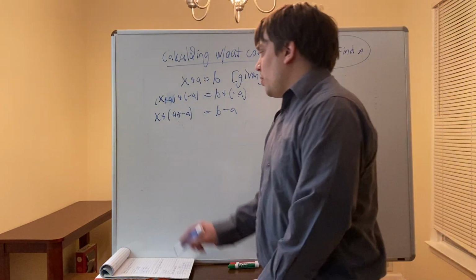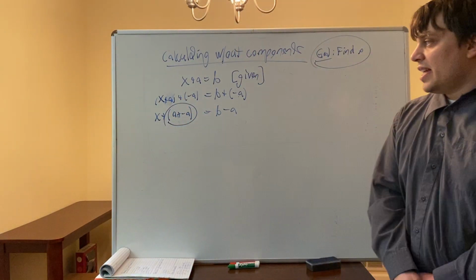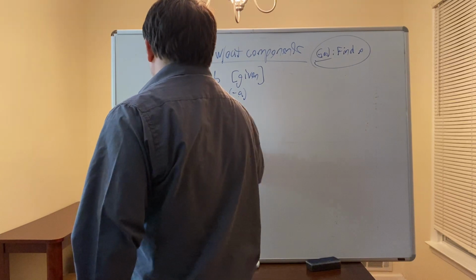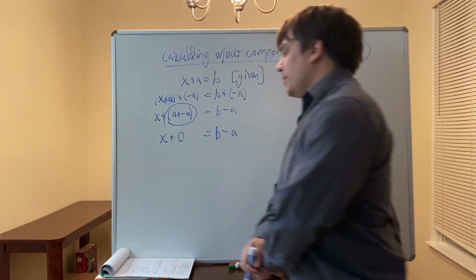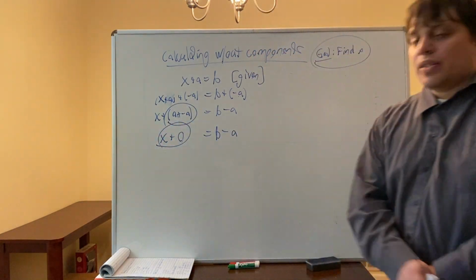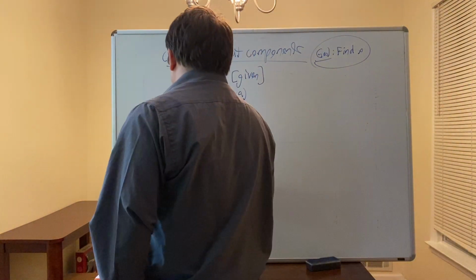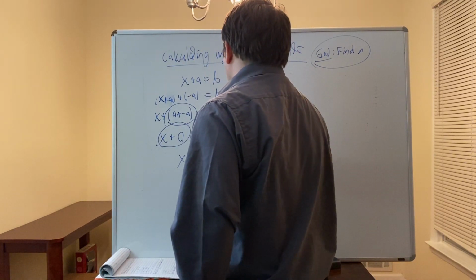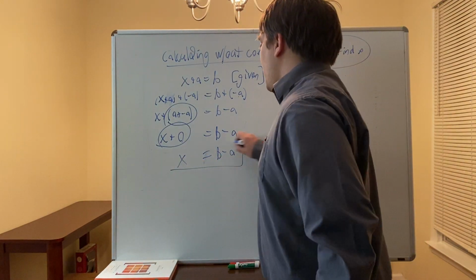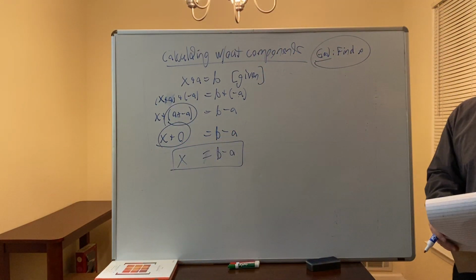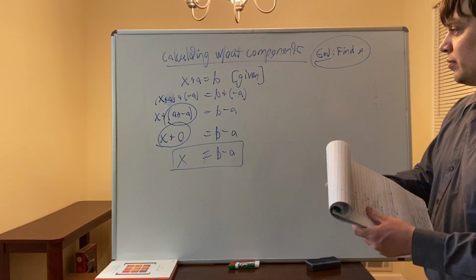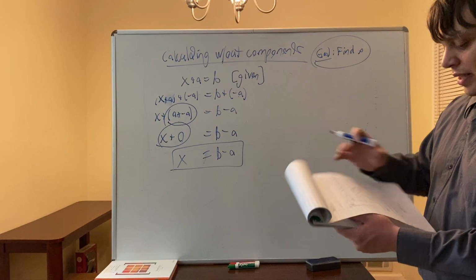Now, one of the other laws said that if I take a vector a and add its negative, a plus negative a is 0. So this is x plus the vector 0 equals b minus a. Another law said that if you take a vector x and add 0 to it, you get the same vector x. And so that's x, and x is equal to b minus a. Our answer is that x is equal to b minus a, without computing the components in any step.